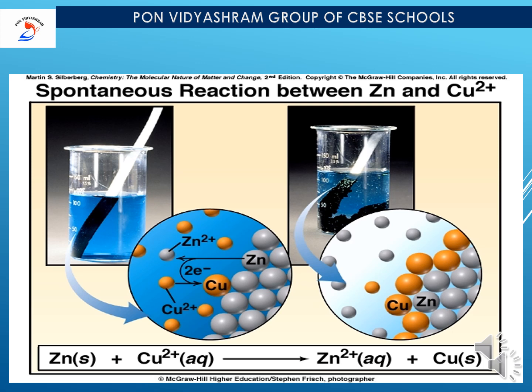Now two half reactions occur here. The one is zinc is converted into Zn2+ after donating 2 electrons, after releasing 2 electrons. This is called the half oxidation reaction. Already we have studied about it. The second reaction is Cu2+ gaining those 2 electrons and converting into Cu. This reaction is called the half reduction reaction. So the overall reaction will be Zn plus Cu2+ to give Zn2+ and Cu.